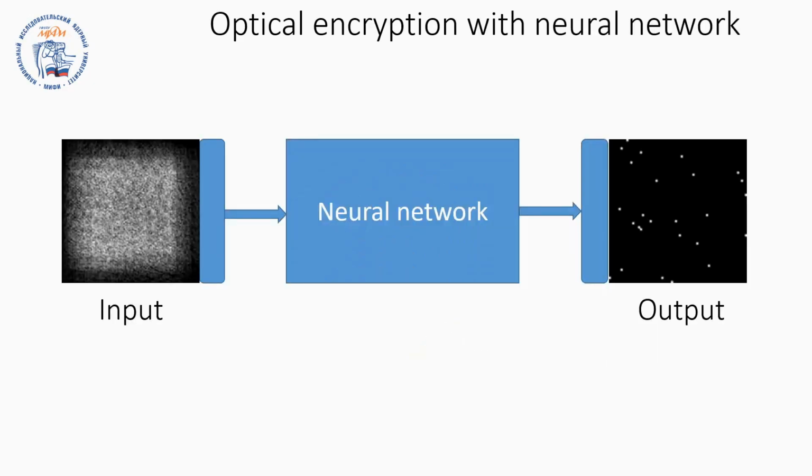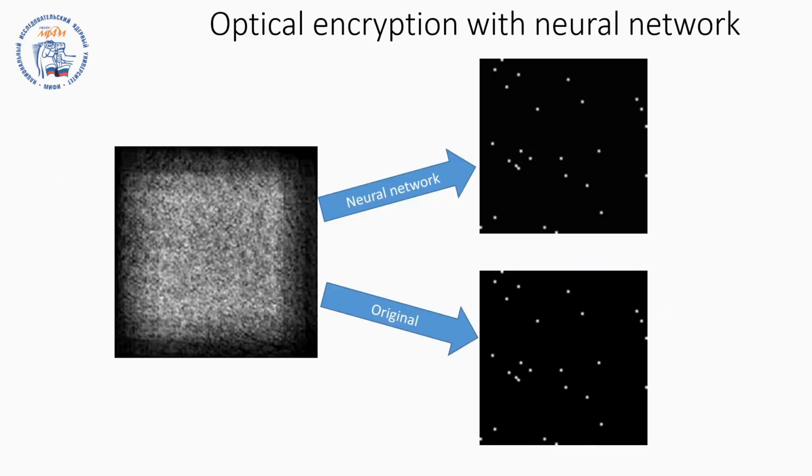We explore the possibility of using neural networks to break optical encryption. The model was trained to recover keys from encrypted images. A key extracted by the model can be used to recover the original image.